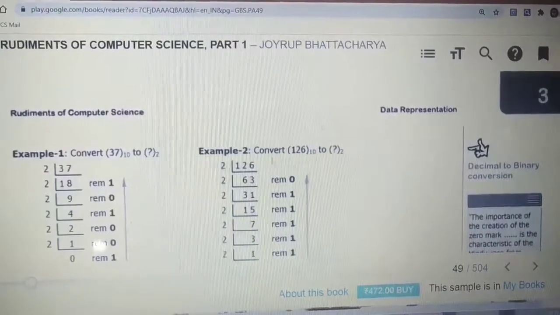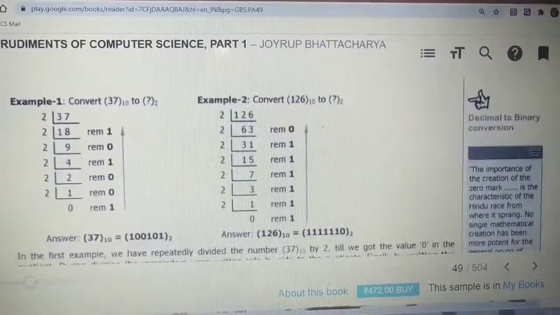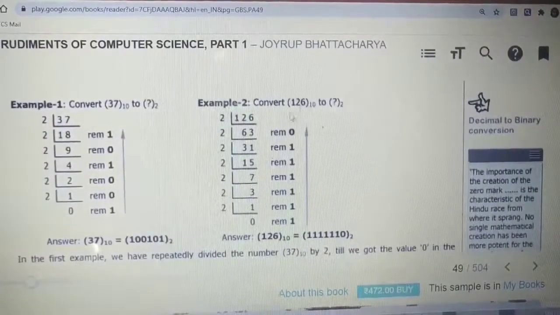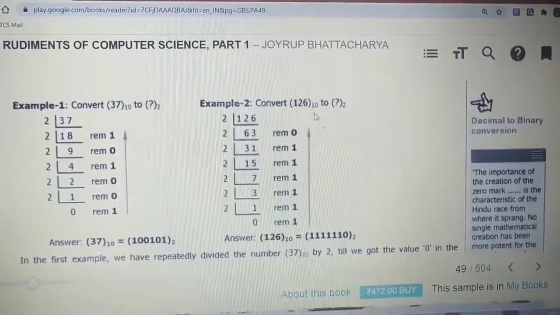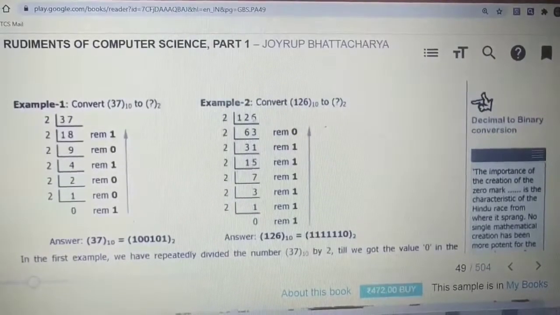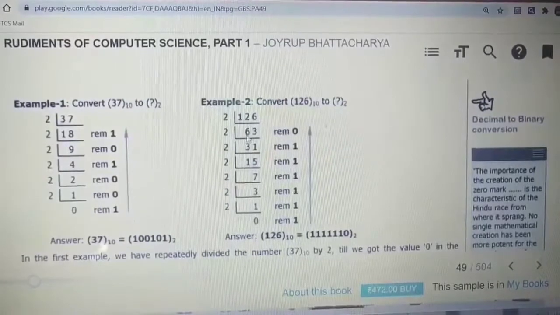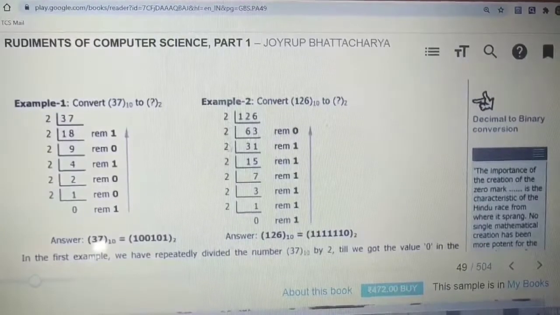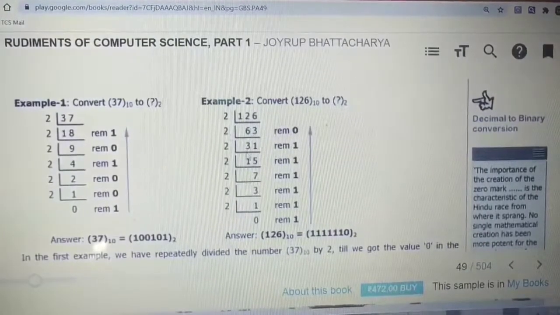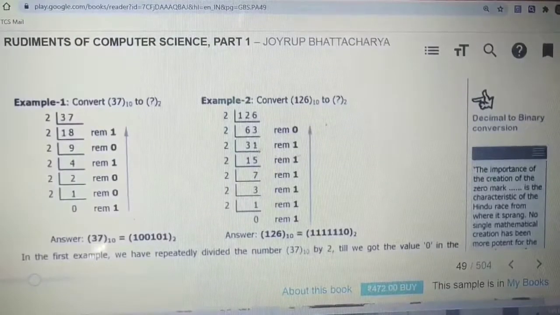Okay, this is another example. Try to convert 126 to binary. So 126, we are starting with 2. 2 6s are 12, 1 is there, 2 1s are 2, and 6 comes down. 2 3s are 6. There is no remainder, remainder is 0. Again we are dividing by 2. 3 2s are 6, and here 3 is there, 2 1s are 2. So 1 is the remainder.